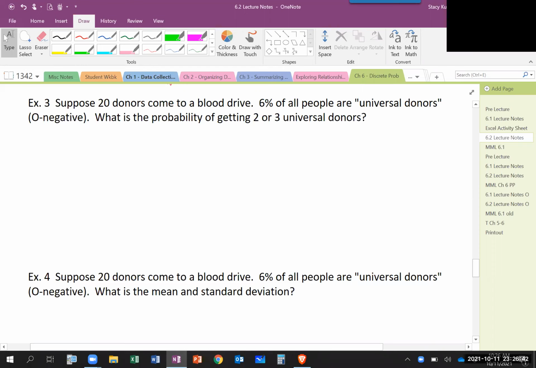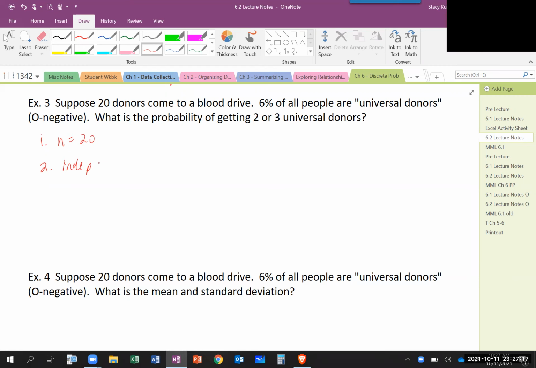So let's go through. We have to verify first that this is a binomial model. Are there a fixed number of trials? Yes. What are they? All right, so we have 20 people that come, right? There's a fixed number of trials. What's next? Are they independent? Why? All right, they're independent because these are all people, right?